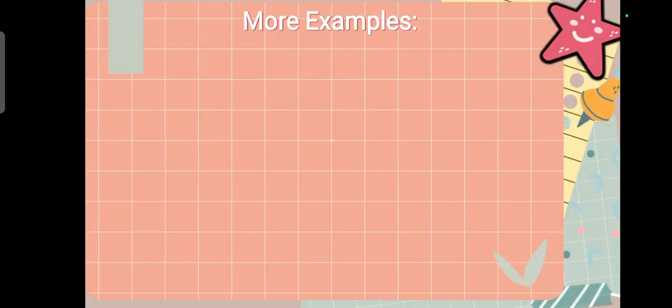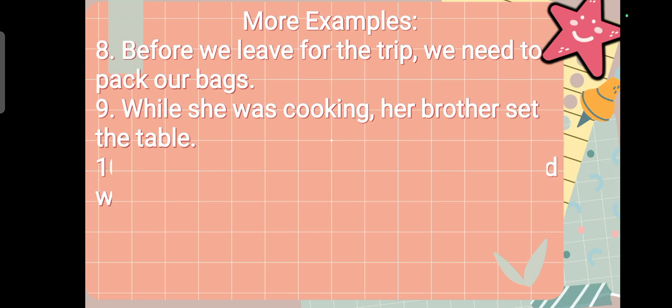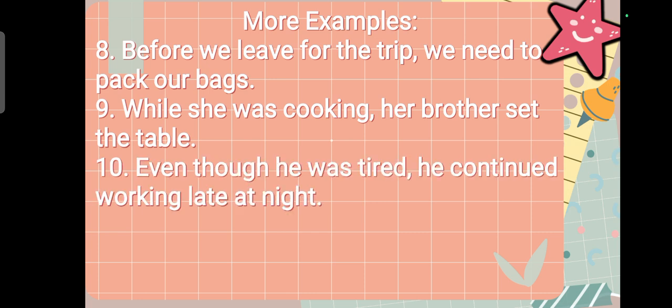Okay, next, number 8. Before we leave for the trip, we need to pack our bags. 9. While she was cooking, her brother set the table. 10. Even though he was tired, he continued working late at night. Okay, so all of the examples are complex sentences. I hope you learn what complex sentences are.